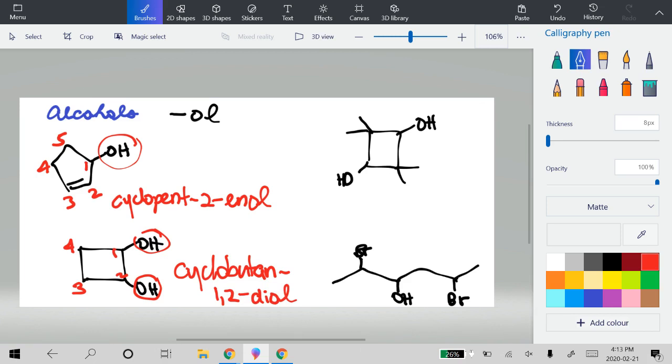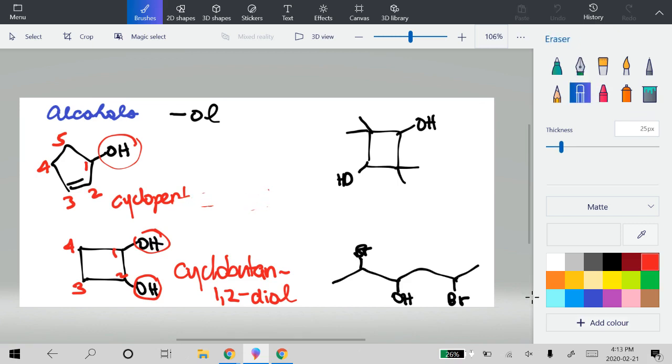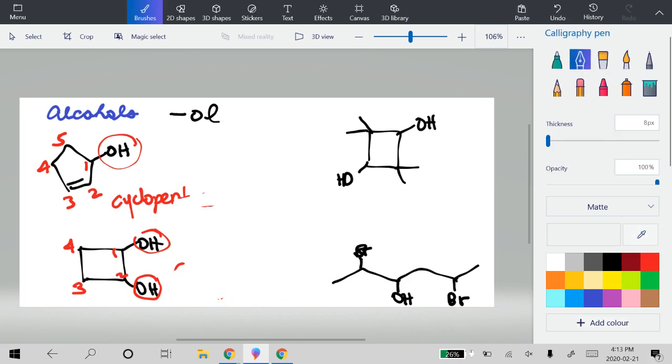Okay, example 3. Let me do some erasing. For example 3, I thought I would do an example that had 4 of the same substituents because we haven't done one like that yet. And that's my methyls. I have a CH3 over here, CH3 here, CH3, and CH3. And that's going to be the lower priority group because the hydroxyl will win there.